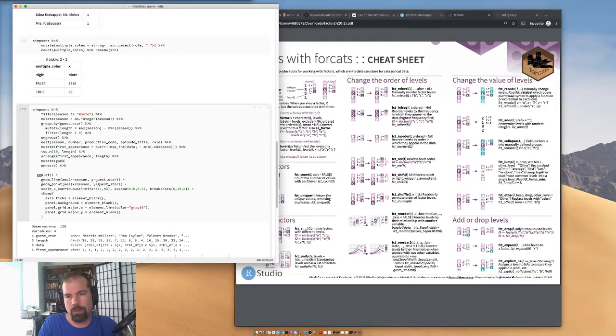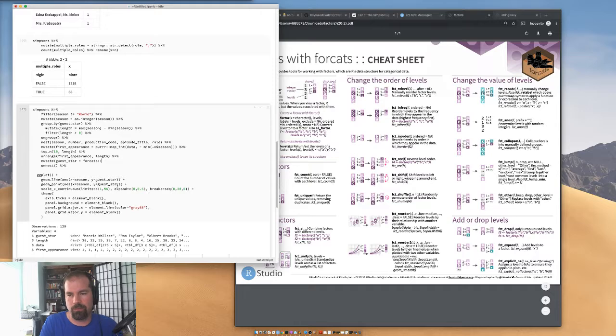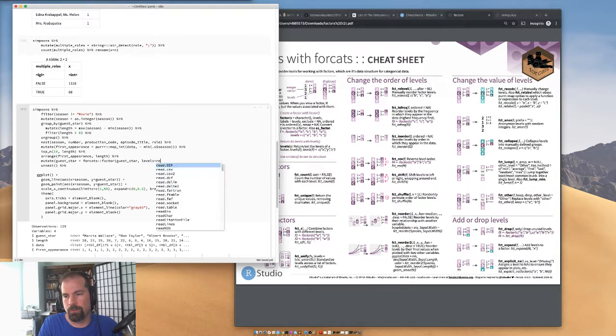guest star equals, it's a as factor, I think, right? FCT as factor. We'll maybe just factor. Factor guest star, oh come on, star levels equals reverse. No, it'll be fine, I think. Just doing levels equals guest star.